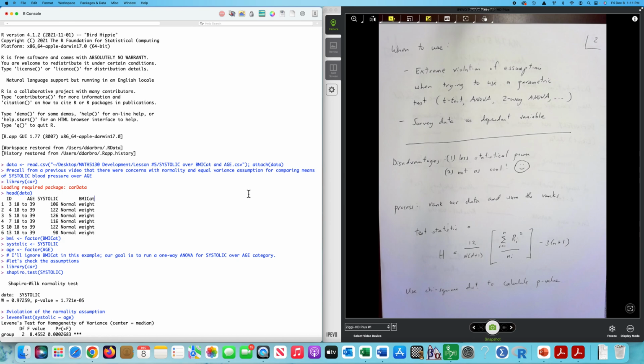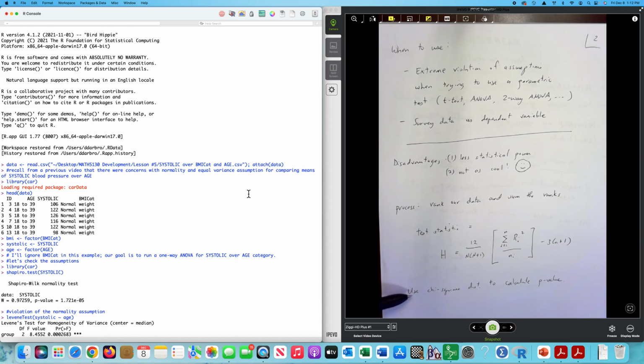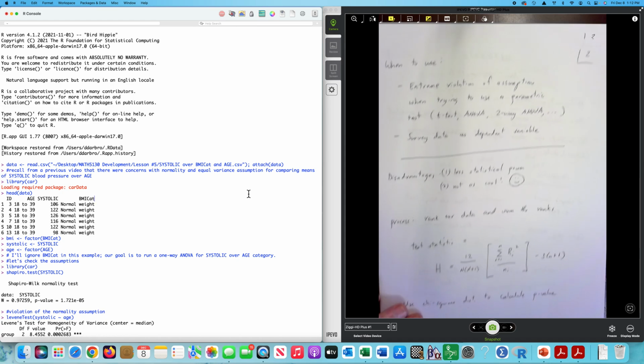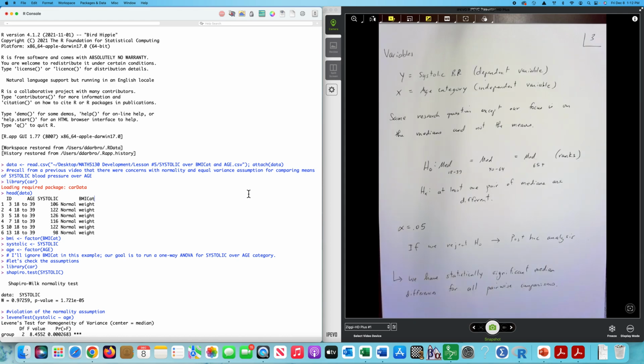So the process, I won't go into it a lot, but I want you to have this presented to you at least once. We rank our data. Our focus is on the sum of the ranks. Our test statistic is quite ugly, and then we use the chi-square distribution to calculate the p-values for the test statistic. Fortunately for us, we will do all this stuff using technology.